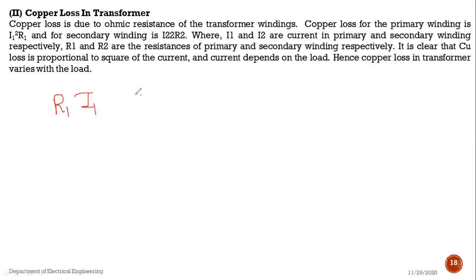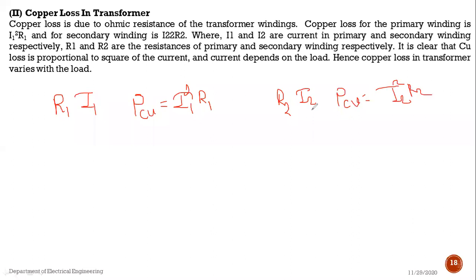Do you already know the formula? Copper loss is the loss that occurs in the form of heat due to the resistance of the winding, primary and secondary. So PCU is the I square R loss, that is I1 square into R1. Similarly, the secondary winding has resistance R2, and the current flowing through it is I2. So the secondary winding copper loss PCU equals I2 square into R2.